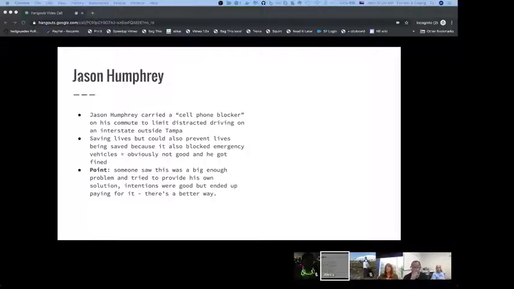There's another case. This Jason Humphrey carried a cell phone blocker on his commute to limit distracted driving near Tampa. I guess it was saving lives, but it could have also prevented lives being saved because it blocked emergency vehicles, and he got fined. So the point was, someone saw this was a big enough problem and tried to provide his own solution. His intentions were good, but he ended up paying for it. And the author says that there's a better way. That's the end of the chapter.